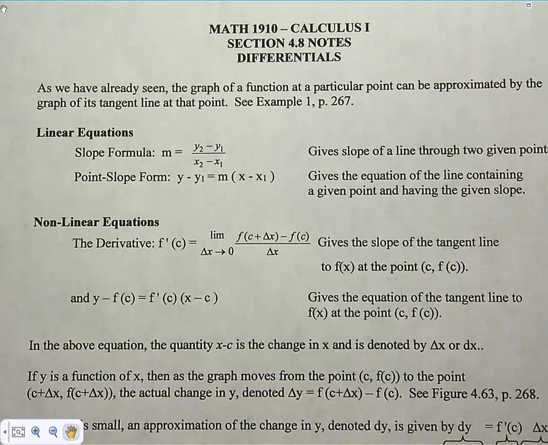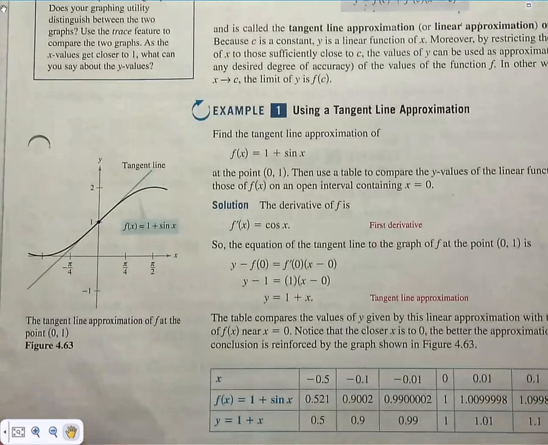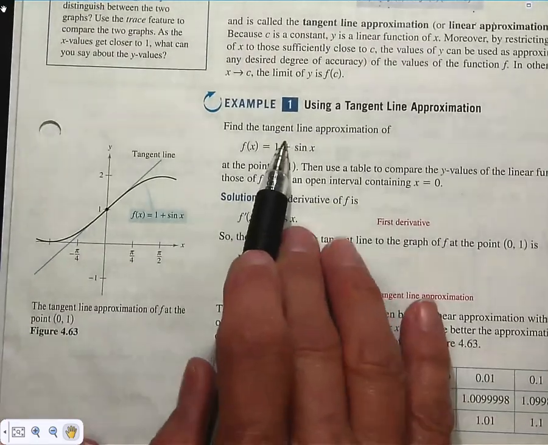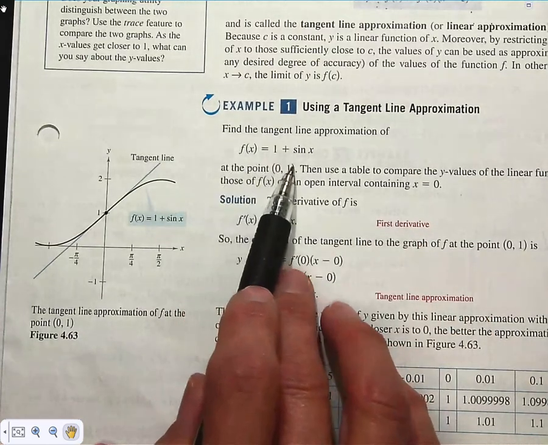Everything that we're about to say about differentials has an equivalent thing in algebra if we were just dealing with linear equations. As we've already seen, the graph of a function at a particular point can be approximated by the graph of its tangent line at that point. See example 1, page 267.